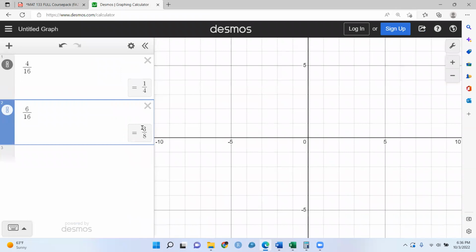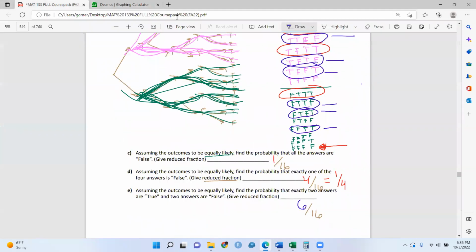So if you don't like simplifying it yourself, it's 3/8. If you're wondering how this became 3/8, 6 and 16 are both divisible by 2. 6 divided by 2 is 3, 16 divided by 2 is 8.